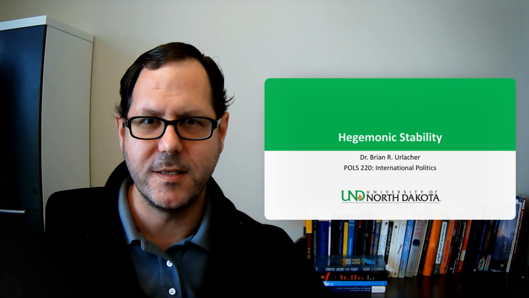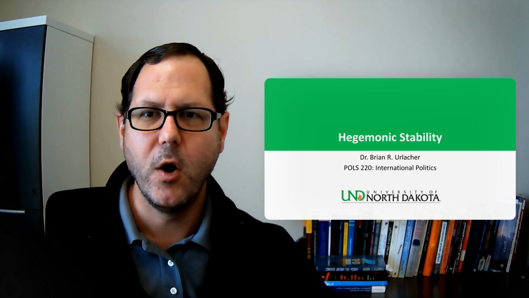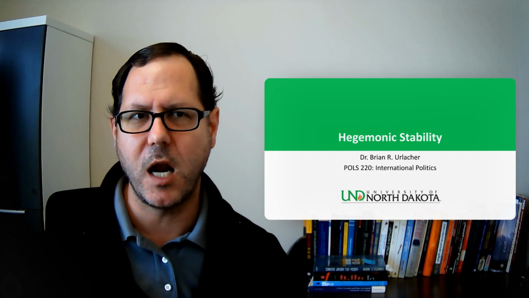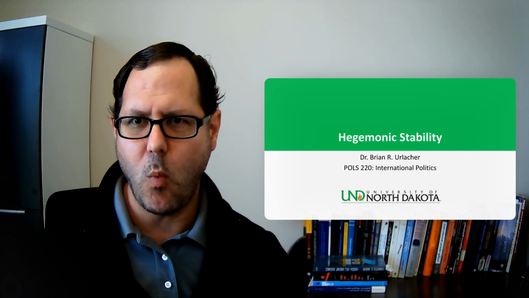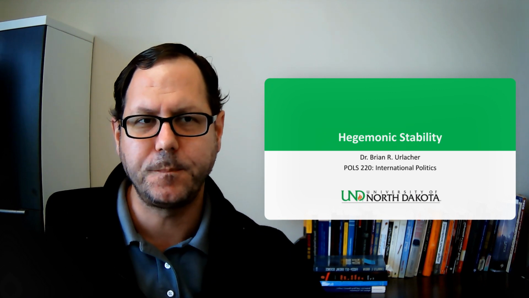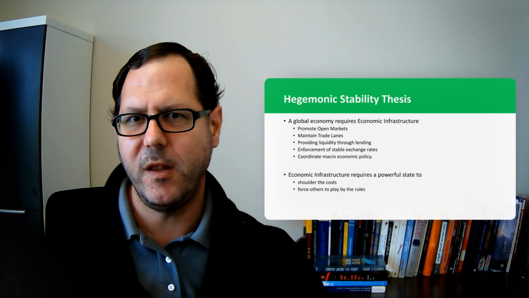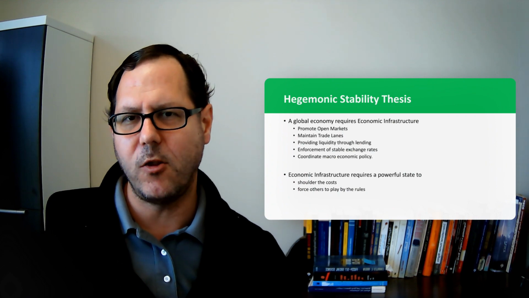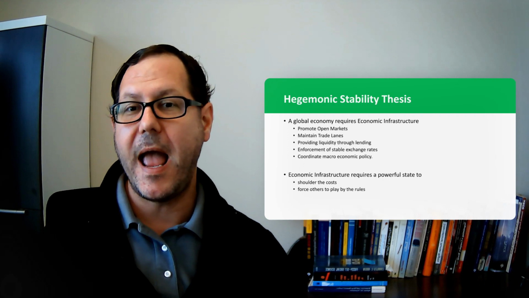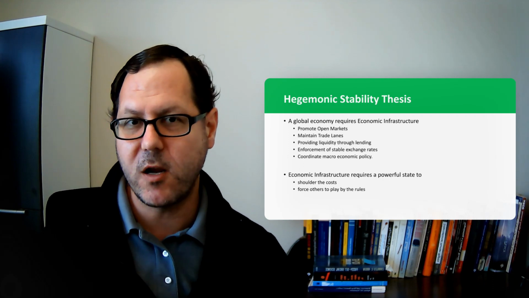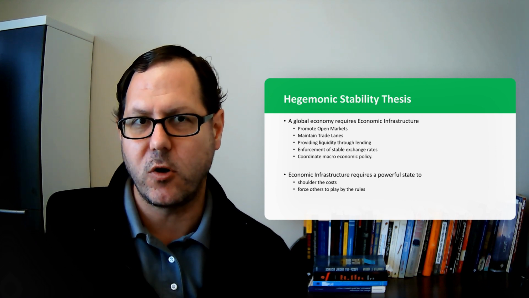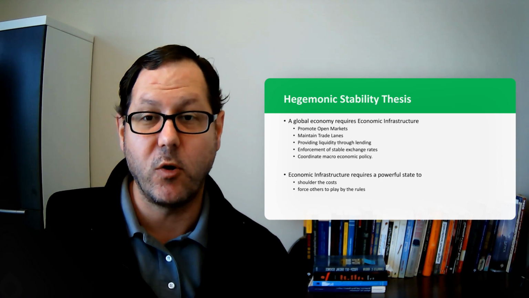One of the core questions in the study of international political economy relates to what are the conditions that allow for a global economy to emerge. And we're going to talk about one of the arguments behind this idea of hegemonic stability. So the hegemonic stability thesis says that you only get a global economy when you have an actor who has the resources and the willingness to provide critical global economic infrastructure. And that without that global economic infrastructure, a global economy can't function or can't survive.